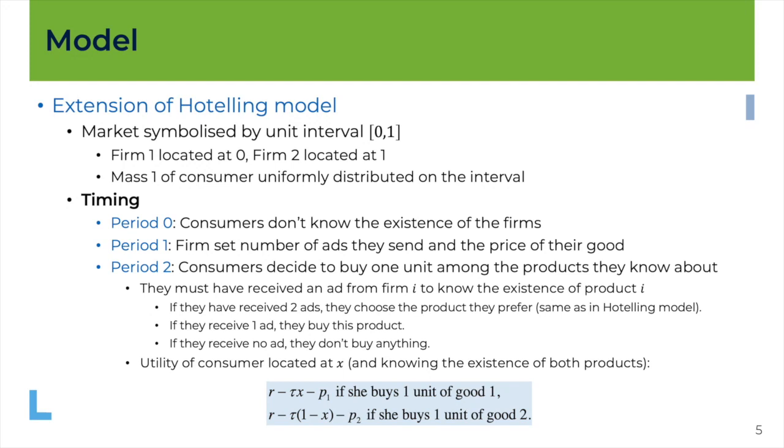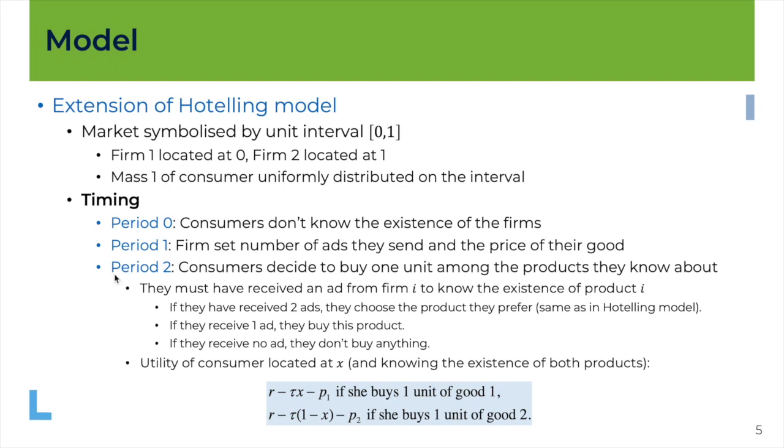Then in period 1, each firm will set the number of ads they send and the price of their goods. So the firms make an advertising effort, which is to inform some share of the consumers about the existence of their product. And at the same time they decide the price at which they will sell their product.